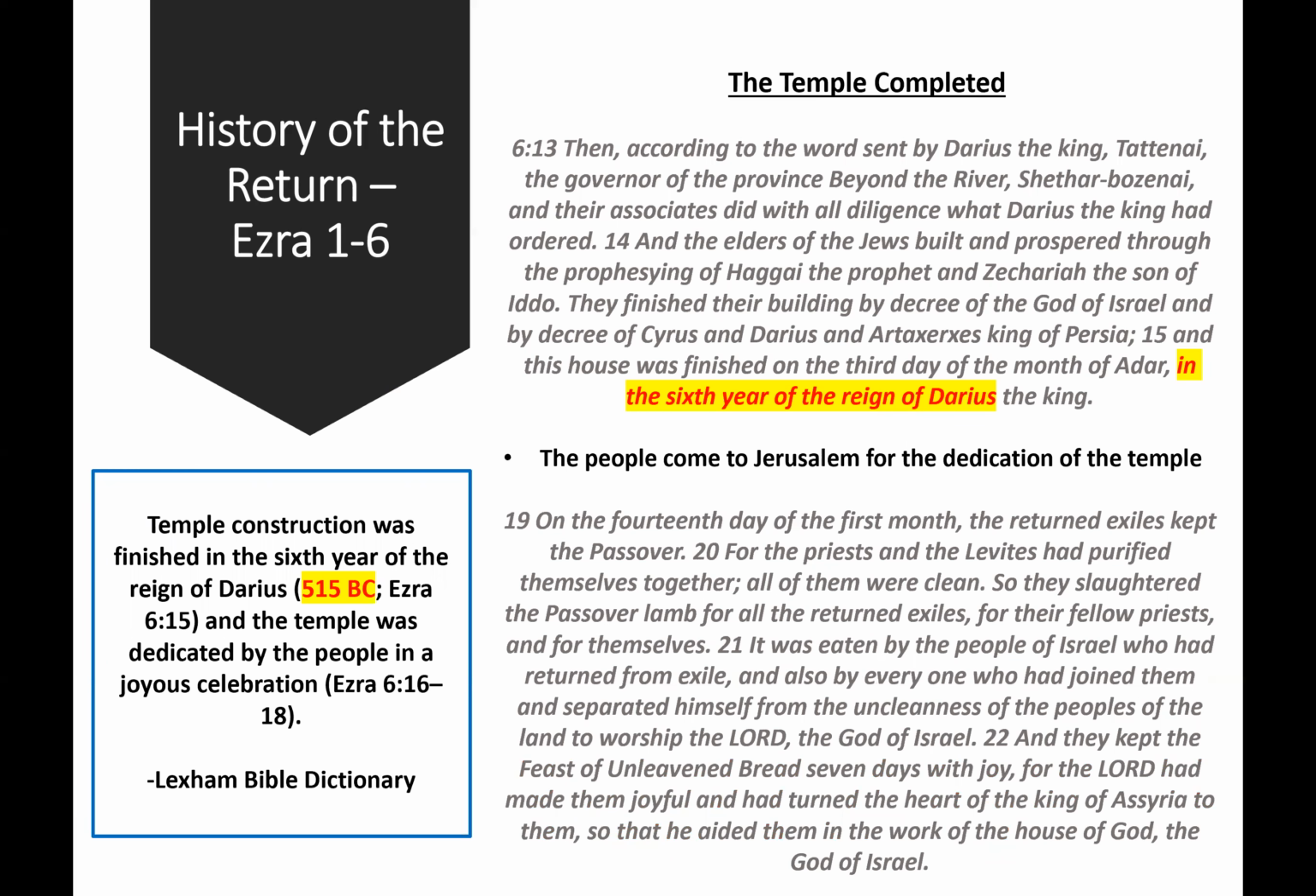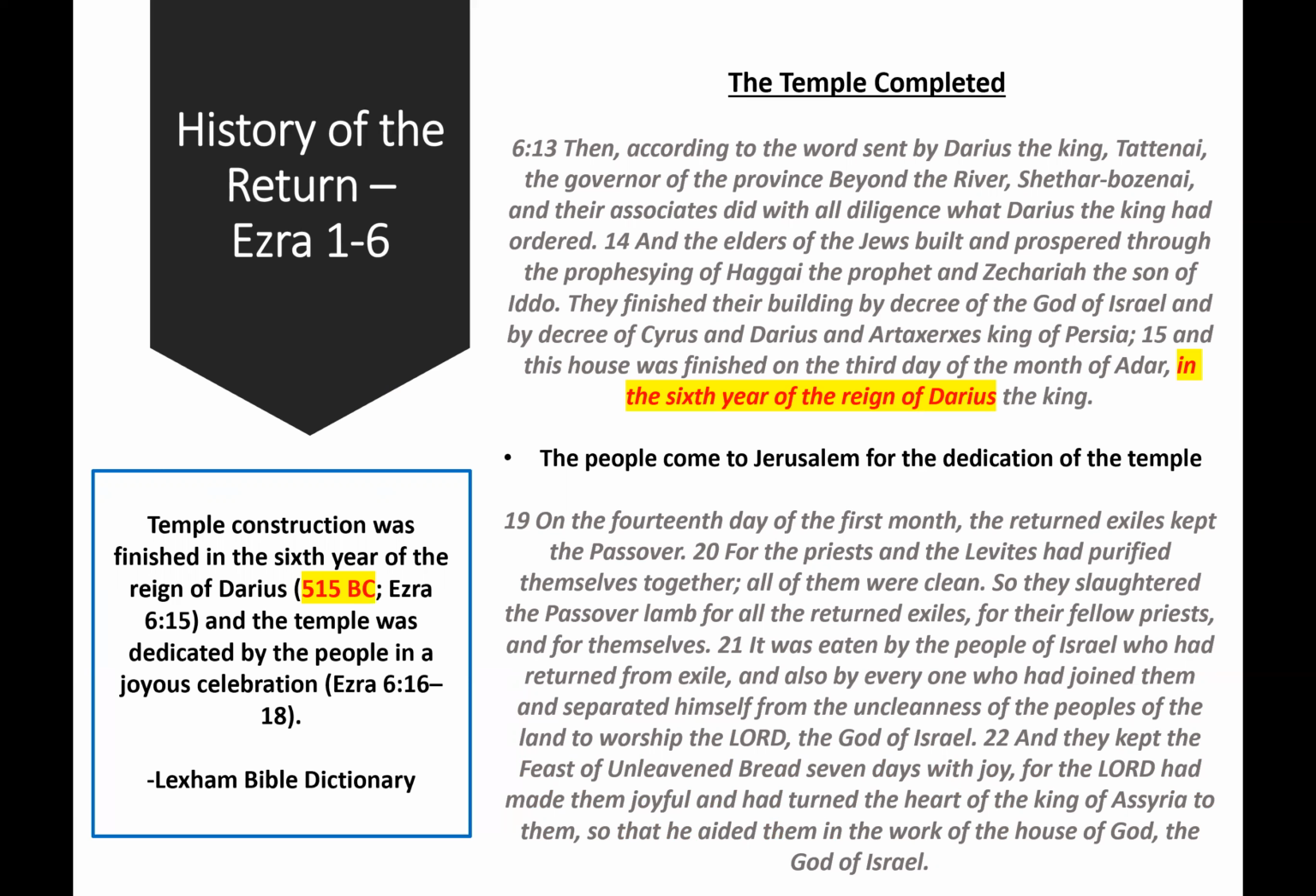Verse 13. Then, according to the word sent by Darius the king, Tattenai, the governor of the province beyond the river, so this is west of the Euphrates River, so there's a governor who's in charge of all that area, which includes Jerusalem. His name Shethar-Bozenai, and their associates did with all diligence what Darius the king had ordered.